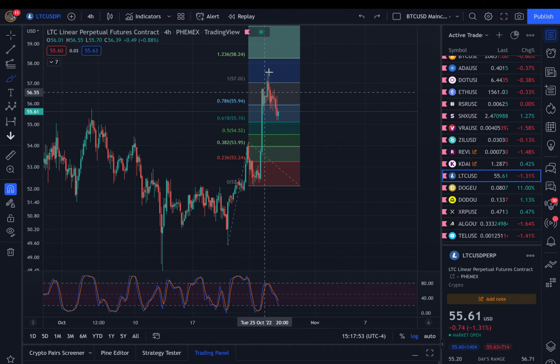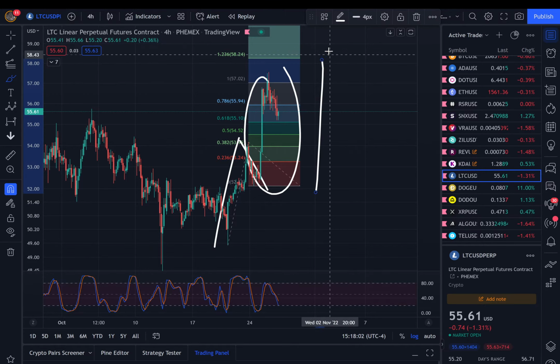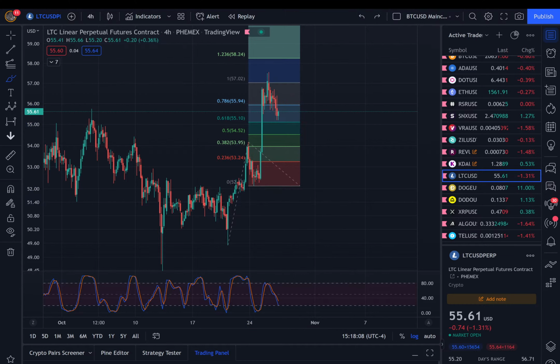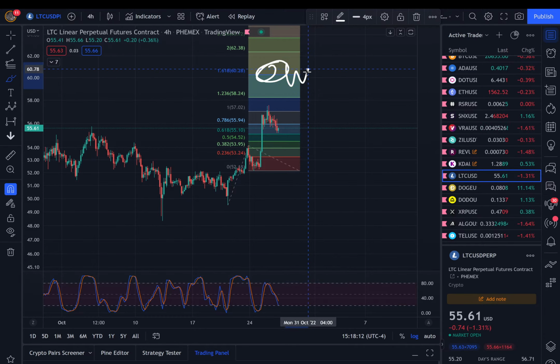What I would say is Litecoin's still in its wave 3 advance. If this was wave 1, wave 2, wave 3 is still going on. It's probably in wave 4 of wave 3. Okay? And so we can expect wave 3 to come up to this region, give you wave 4, then keep going. Okay? That's what I see for Litecoin.